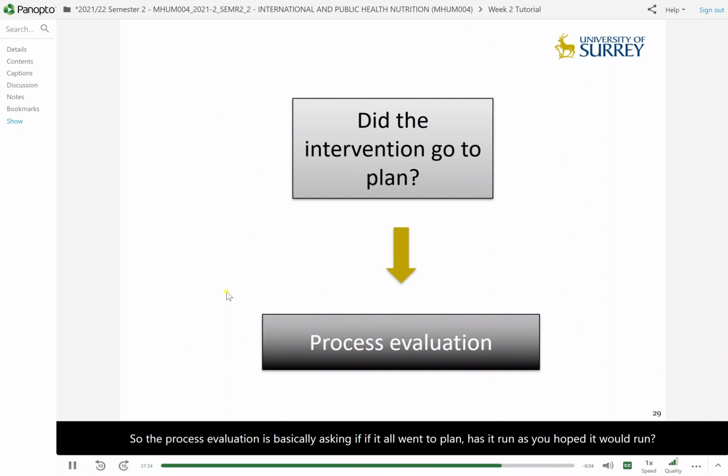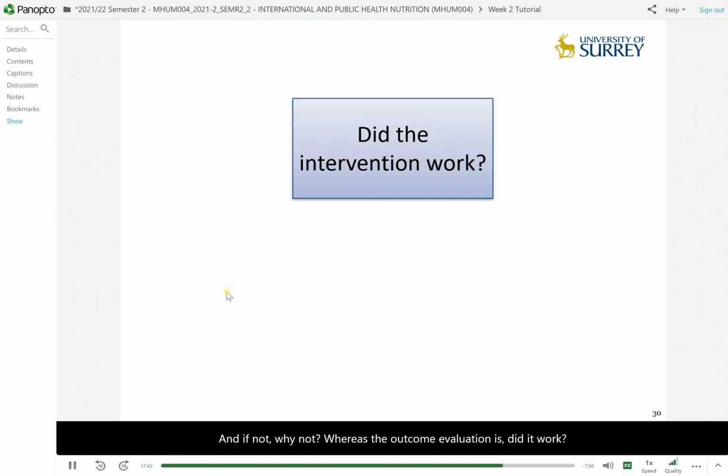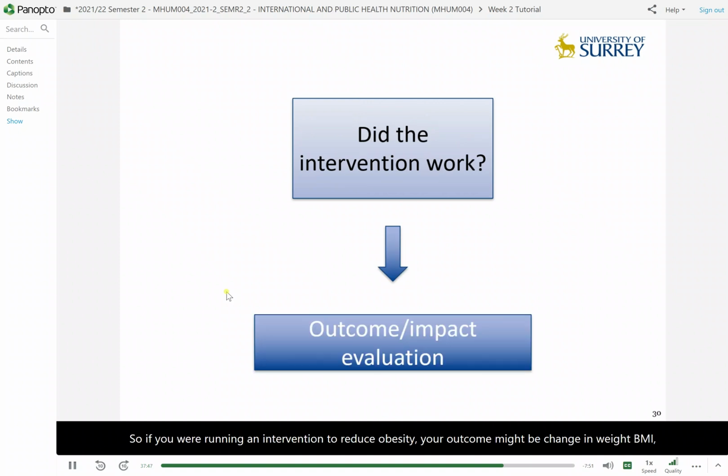So the process evaluation is basically asking if it all went to plan. Has it run as you hoped it would run? And if not, why not? Whereas the outcome evaluation is, did it work? So if you're running an intervention to reduce obesity, your outcome might be change in weight, BMI, whereas the process evaluation is nothing to do with your outcome.